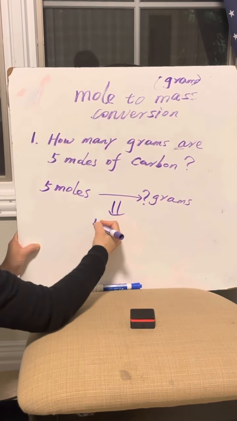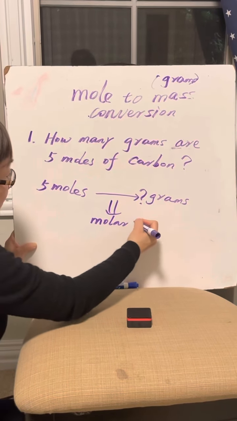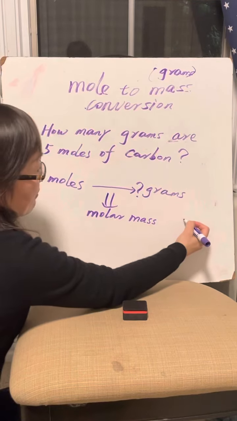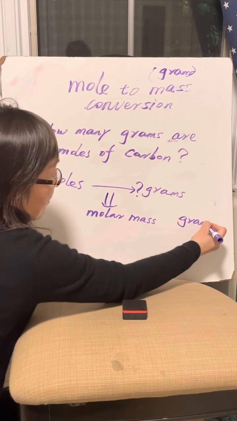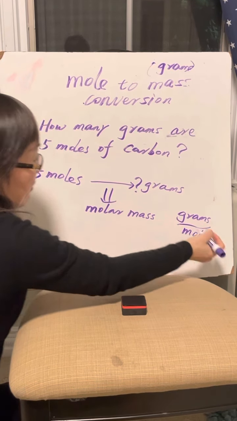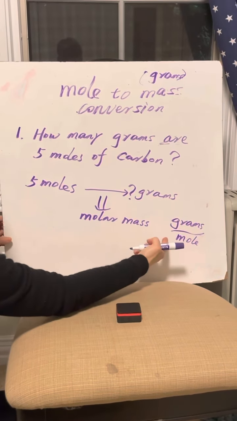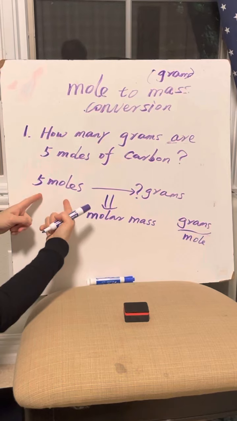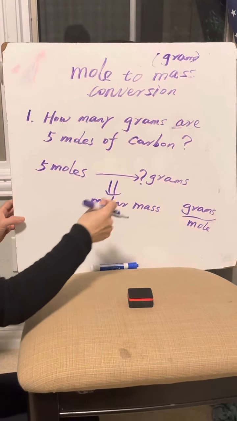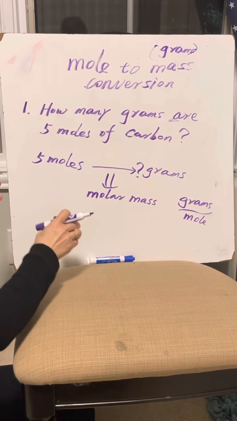That's the molar mass we have learned. The unit for molar mass is gram per mole. That's basically a conversion factor. You can use it to change moles to grams or grams to moles. You can even do it in the opposite way.